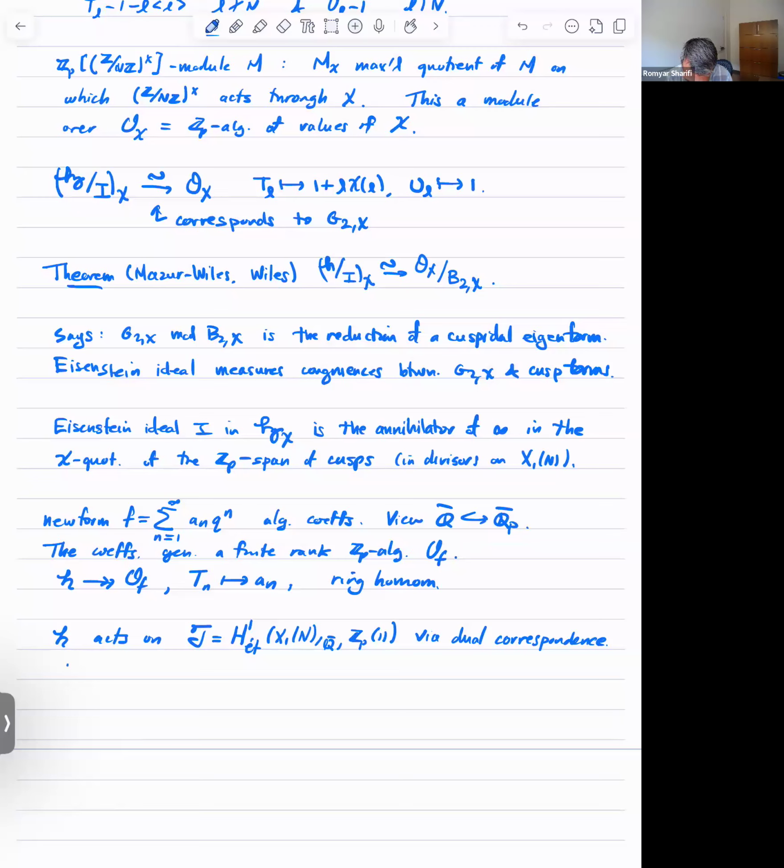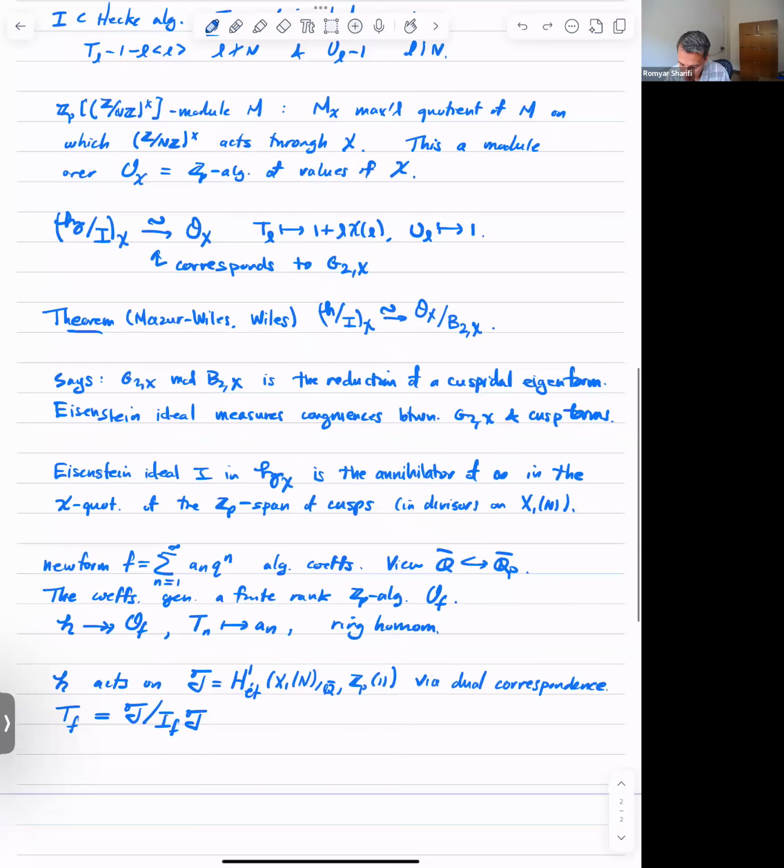Okay, and then we can consider T_F, which is T mod this ideal, the ideal attached to the cusp form. This is not the Eisenstein ideal, right? So for this I_F, because F is actually a cusp form, we get a map to something which is not torsion over Z_p, whereas for the actual Eisenstein ideal we only get a map to something which is sort of finite.